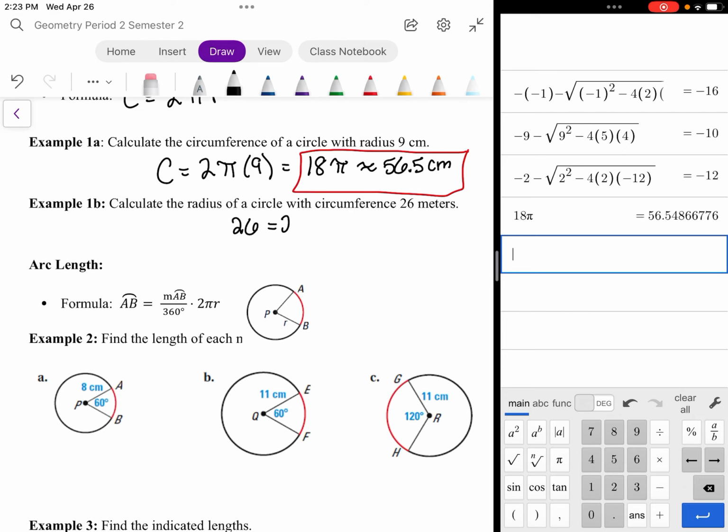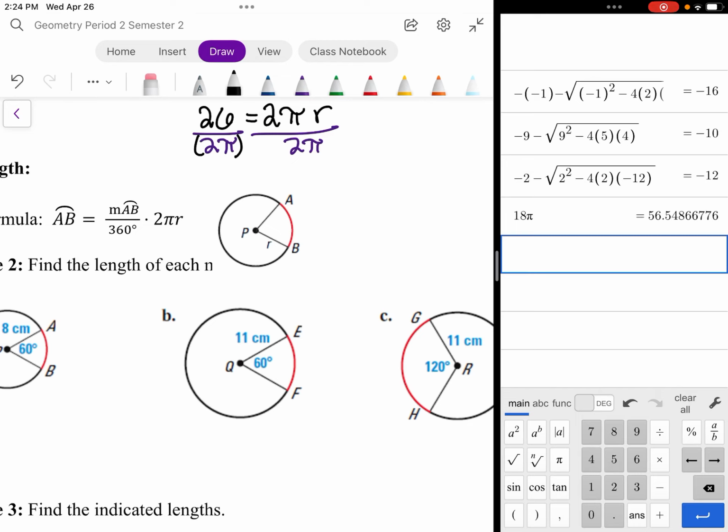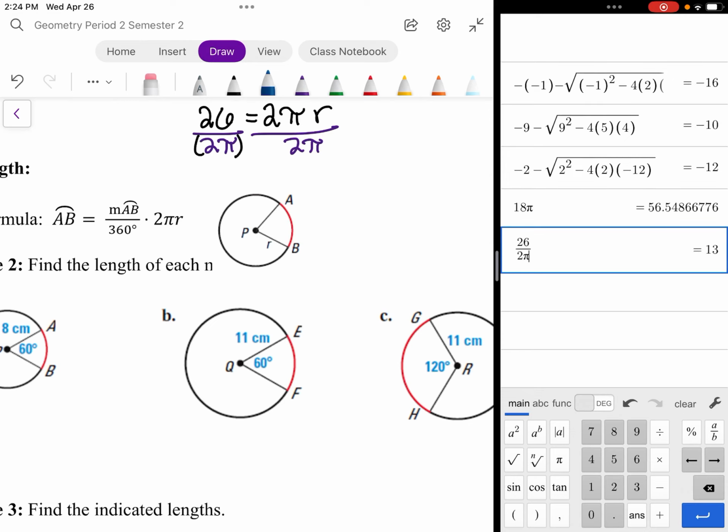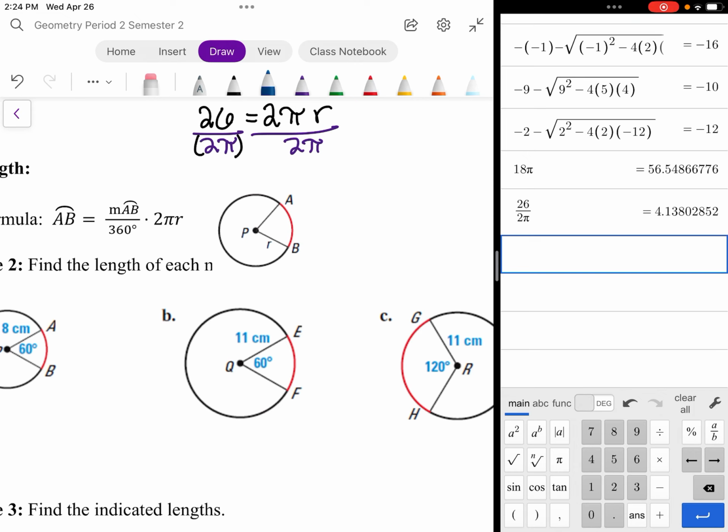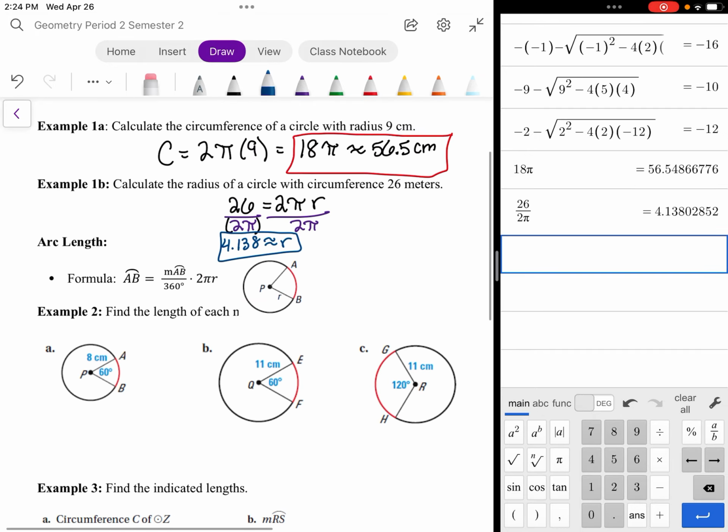So we know it's 26, and our equation is 2 pi r, and we're looking for our radius. So to do that, we're going to divide both sides by 2 pi. If you're doing this on the graphing calculators and you're dividing by 2 pi, you need parentheses around the denominator. Otherwise, it's not going to give you the correct answer. So if we have 26 divided by 2 pi, that will give us our radius of about 4.138. And that would be our radius.